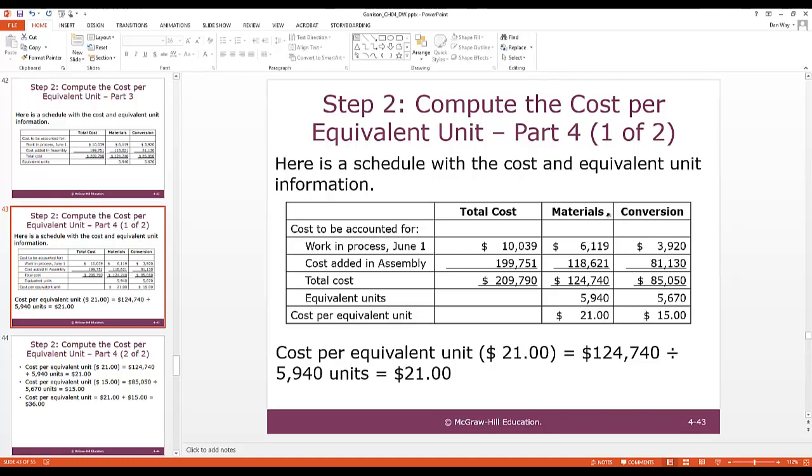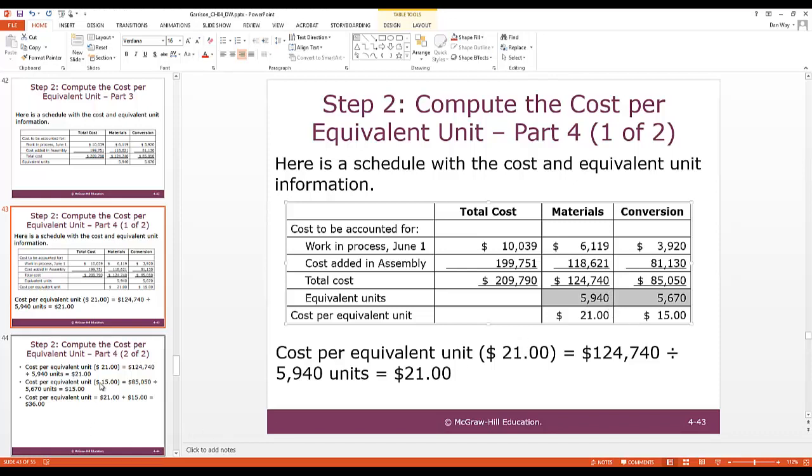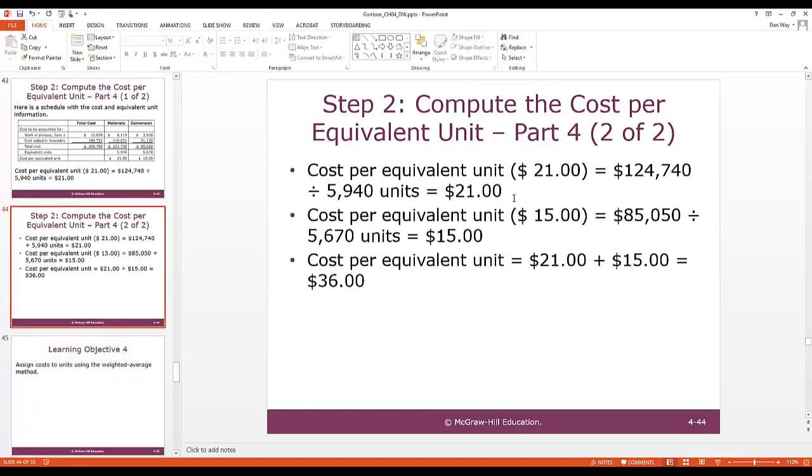Again, if we have more than one cost category, and we almost always do, in this case materials and conversion, we want to make sure we calculate those unit costs separately, because they'll almost always have separate equivalent units of production. So we don't want to just combine costs and combine equivalent units in some way. Make sure we calculate those separately. So again, our cost per unit for materials is $21. Our cost per equivalent unit for conversion was $15.